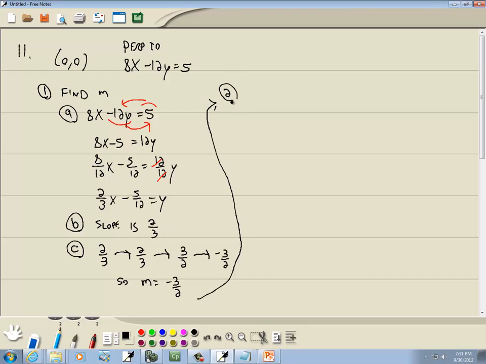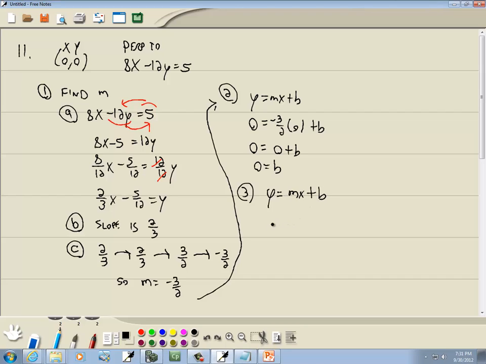Step 2. Plug in the given point. They actually give us the y-intercept here, but I'm going to pretend I don't see it. Plug in a given point for x and y. So put 0 in for y. M we said was negative 3/2, and x is 0, and then plus b. Negative 3/2 times 0 is 0, and we just end up with b is equal to 0. Step 3, write our answer down. Well, from step 1 we said that m is negative 3/2, and from step 2 we said b is 0. So the 0 drops away at the end, and our answer is y is equal to negative 3/2 x.